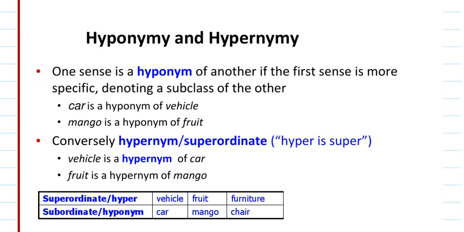So we see that car is a subclass of vehicle, or it is a specific example of another sense. So mango is an example of fruit, right? In both cases, car is a subclass, and mango we can call a subclass of fruit. Conversely, the hypernym or the supernym denotes the generalized sense. So vehicle is the hypernym of car, right? Vehicle is a generalized form. Similarly, fruit is the hypernym of mango.